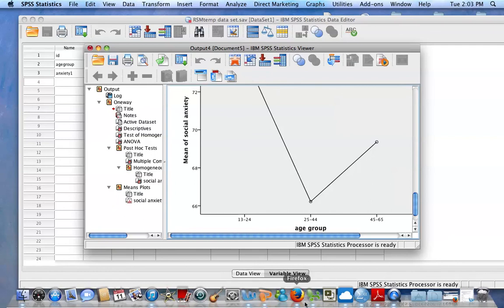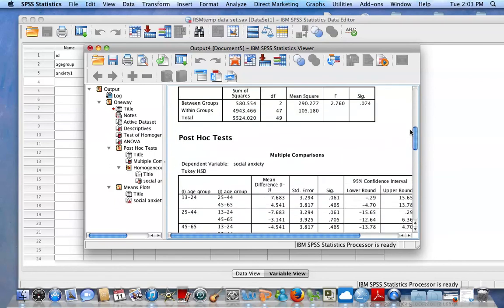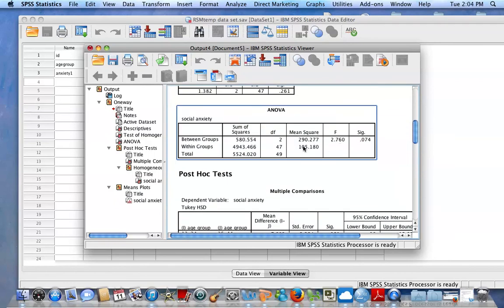So how would we write this up? You do need to report your F value. This is your first degrees of freedom. Between groups is 2. Within groups is 47. So you would write F, parentheses, 2 comma 47, equals 2.760, p equals 0.074.